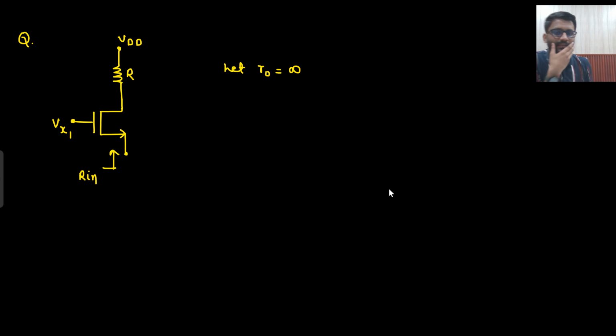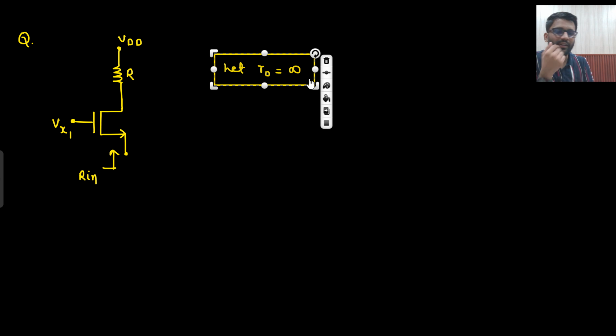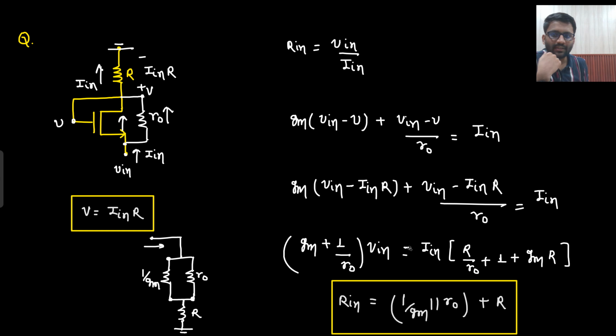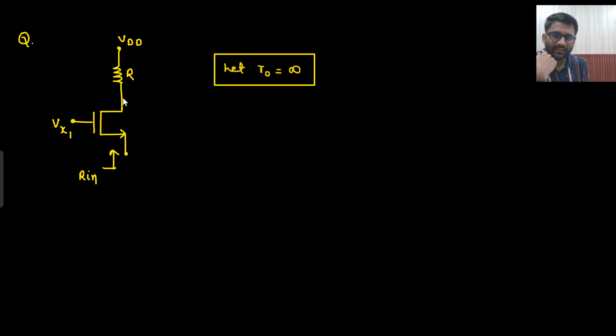Okay, solve this question. R naught is infinity here. What are they saying? R naught is infinity. That means whatever the resistance here we got, that is infinity, and infinity means open circuit. Basically R naught is not there. This is what they are saying: R naught is infinity means R naught is not there.